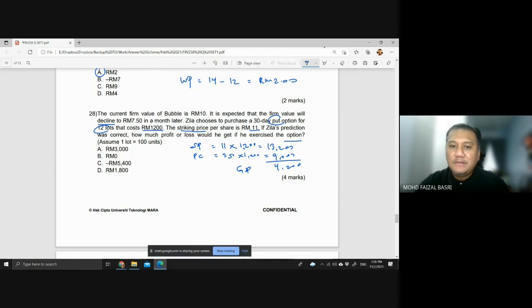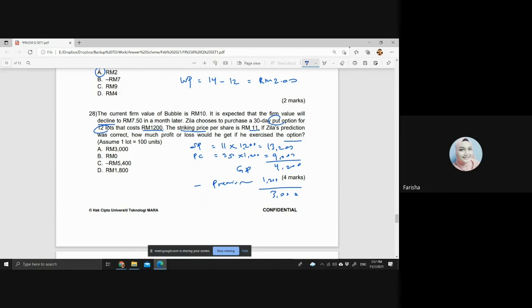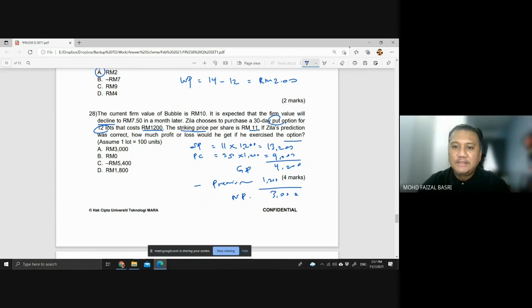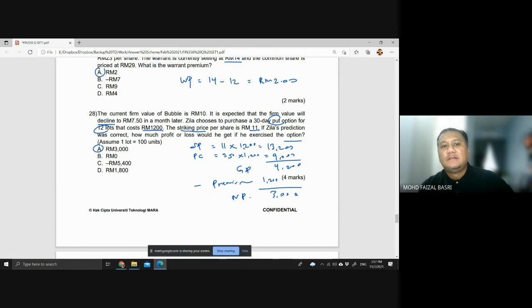So minus premium. Premium 1,002. Tempat nak tulis ni, saya tulis kat sini je lah, 1,002. So 4,002 minus 1,002. So this is the net profit, 3,000. So 3,000. Okay, 4 marks untuk ni. Walaupun selalunya dia bagi you 5 marks. Okay, tapi tak apa, 4 marks.